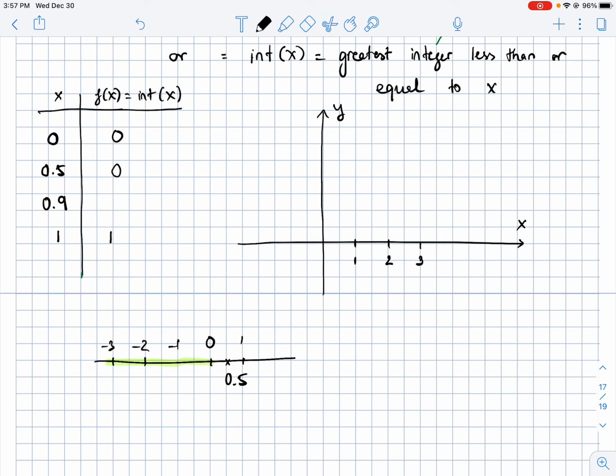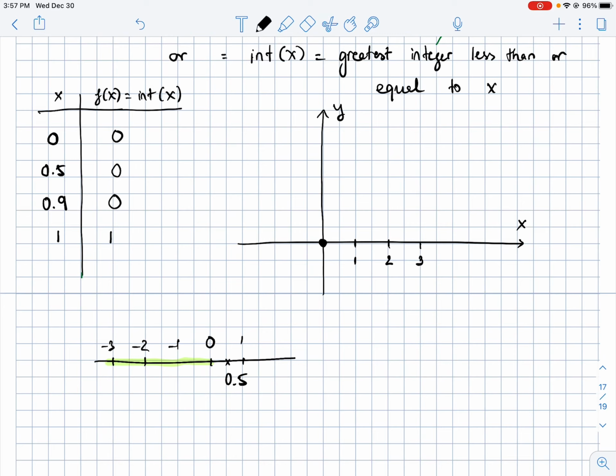Similarly, for 0.9, the integers that are less than or equal to 0.9 are 0, -1, -2, -3, and so on. The greatest amongst those integers that we just said is 0.